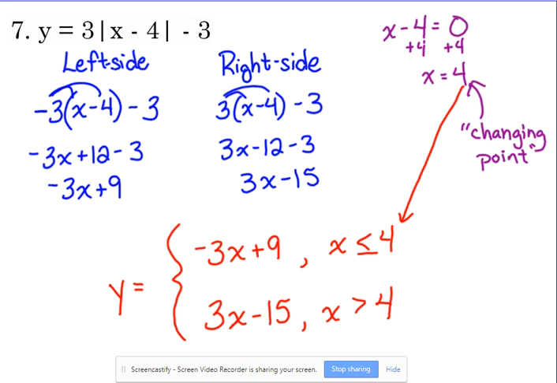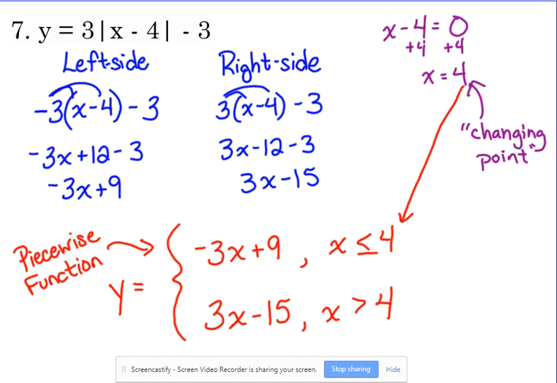This is the piecewise function version. Let me write that out so y'all know what it looks like. Okay, that's the piecewise, but it's the exact same function as that absolute value function at the top.